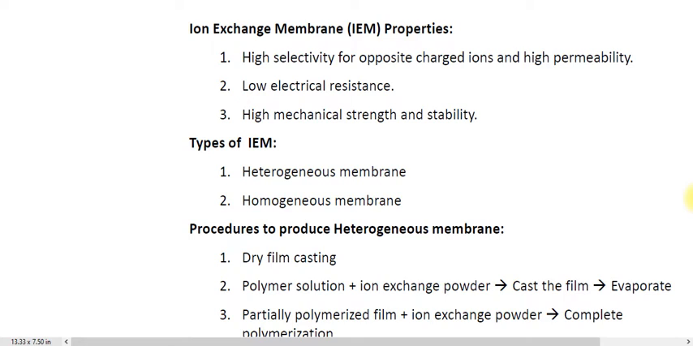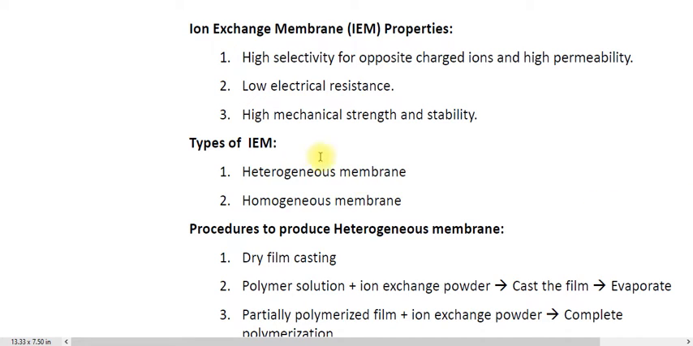So it should only allow the protons or the cations to pass through it, but it should also resist the anions. It should also resist the negatively charged ions. If you are making a membrane that is very conductive but not selective towards a specific ion, then it is not an ion exchange membrane, because it passes all different types of ions through it, but it is not selective towards a specific type of ion.